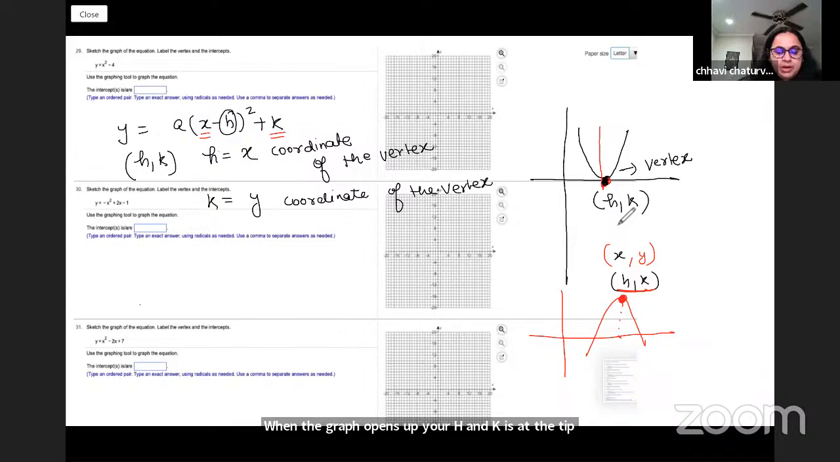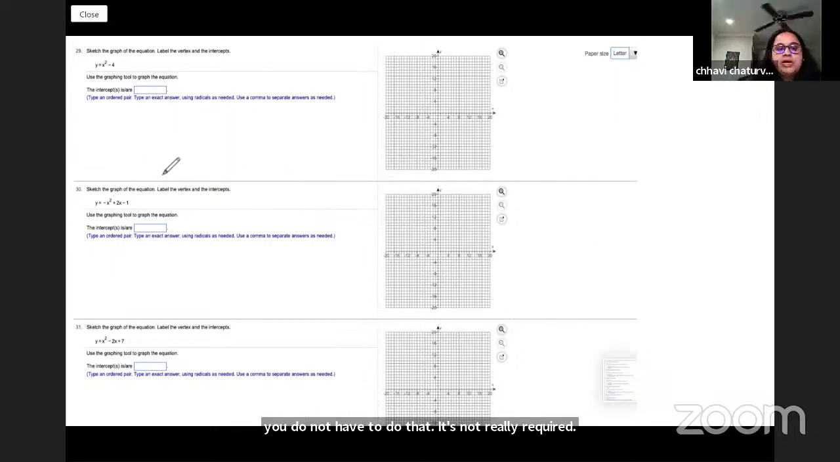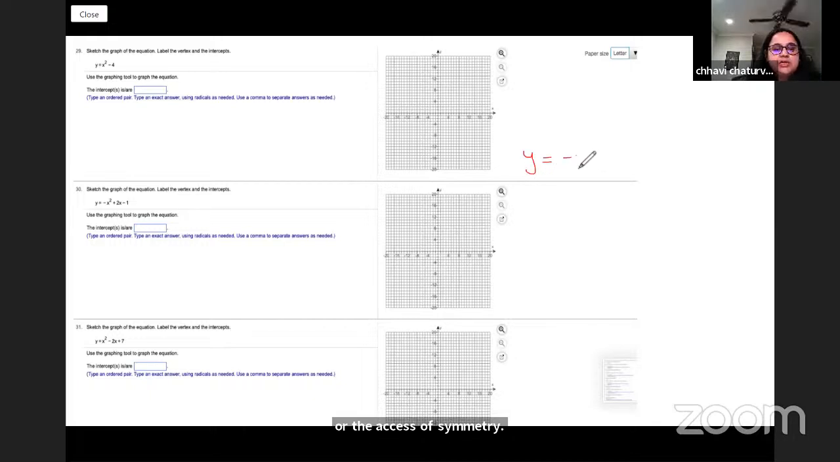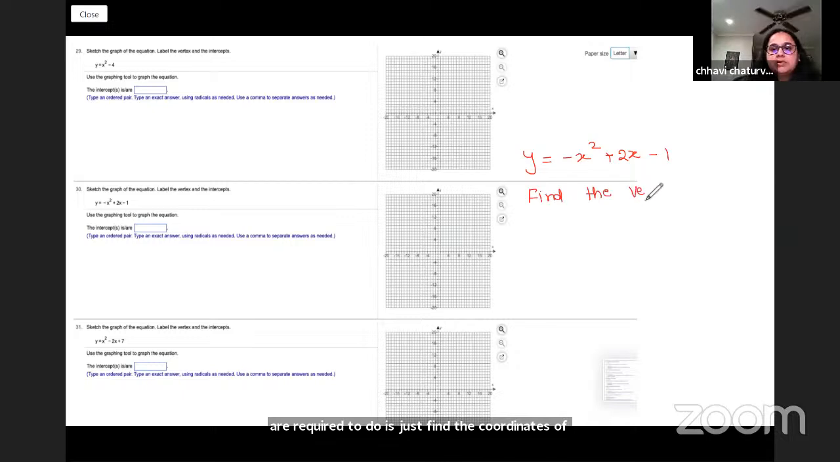All right. In the exam, do we need to label the axis of symmetry and the minimum and maximum points? No, you do not have to do that. It's not really required. You don't have to mention the maximum and minimum point or the axis of symmetry. All you are required to do is just find the coordinates of the vertex. So you find the vertex.